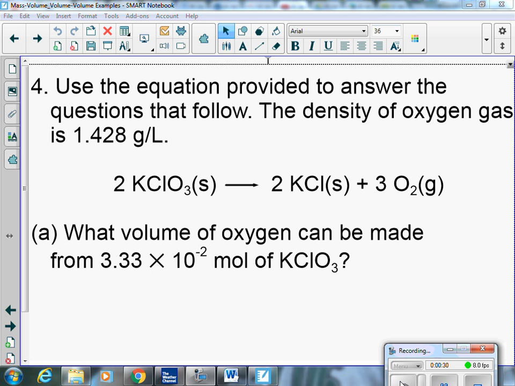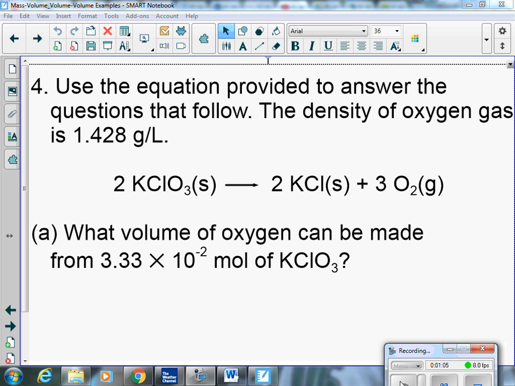Now, the thing about this is that they give me a density also. Why, oh why, am I given a density? Well, the reason is because, does it ever say that I'm at STP? It does not, okay? So what I am going to need to do is calculate a volume using the density.